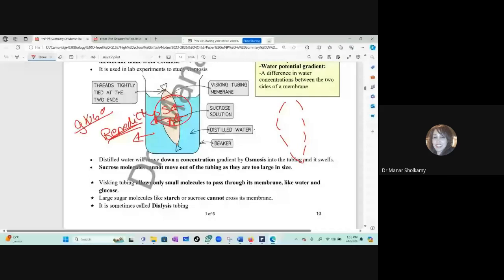Okay. Now, if you don't know this concept that the Visking tubing does not allow big molecules to pass, you will get very confused. So the only thing that you need to know about the Visking tubing is that it is an artificial membrane, like a semi-permeable membrane. It allows small molecules to pass. Which molecules? Water and glucose. That's it.